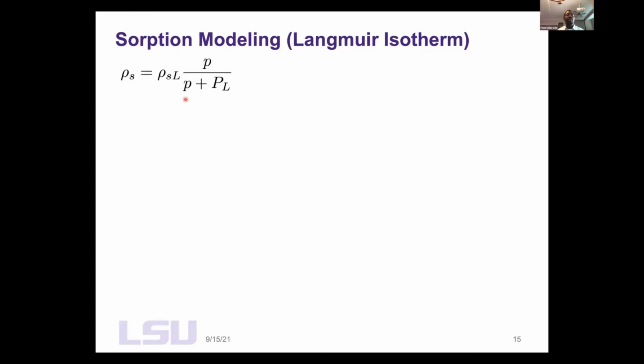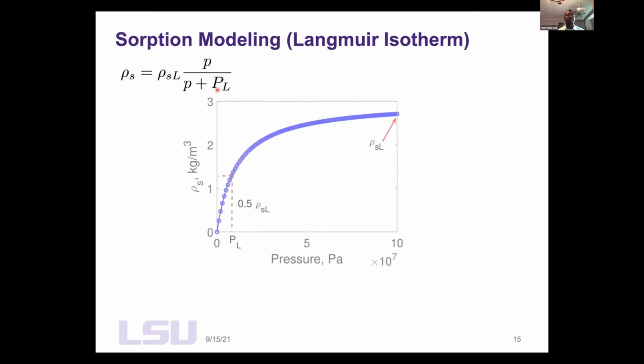So this is the sorption. This is the Langmuir isotherm. It can be written in different forms. Here we're showing it in terms of density so that we can use SI units, and it's compatible with all the other variables in the governing equation. So this is the sorbed density. This is the maximum sorbed amount in terms of density. And this is the reservoir pressure. PL is called the Langmuir pressure. And we will see what these two model parameters mean.